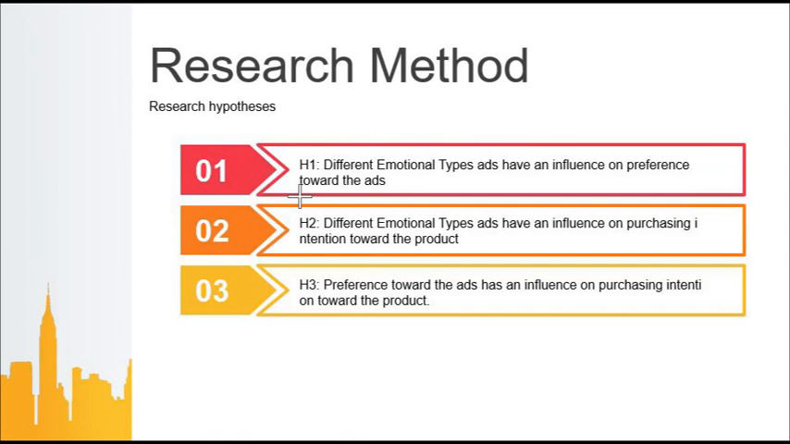This study assumed that advertising content that contains specific emotional elements will trigger specific emotional responses, and these emotional responses will indirectly affect the purchasing intention. And it uses advertising as the main sample to develop the audience's receiving model. The following are the three research hypotheses. Different emotional types of ads have an influence on preference toward the ads. Different emotional types of ads have an influence on purchasing intention toward the product. Preference toward the ads has an influence on purchasing intention toward the product.